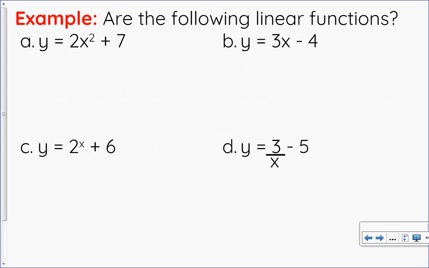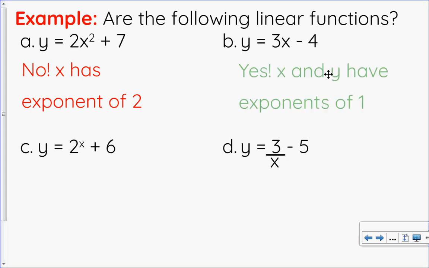So let's see if the following are linear functions. y equals 2x squared plus 7. y has an exponent of 1, but you can see x has an exponent of 2. So this is not a linear function. Let's look at my next one. y has an exponent of 1, x has an exponent of 1, so this is a linear function.